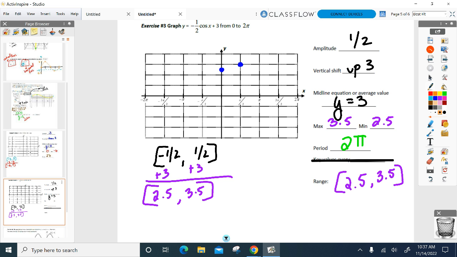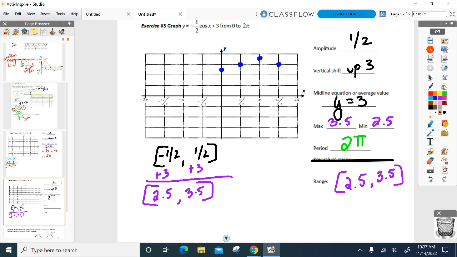Then where? Usually where? Usually to the min, right? Yeah. Usually at this point we graph the minimum, but the negative sign says, no, flip it. You're actually going to graph the max, 3.5. And then it goes back down to the midline, 3.